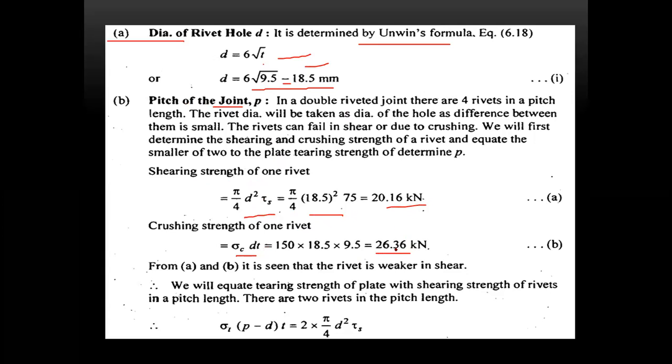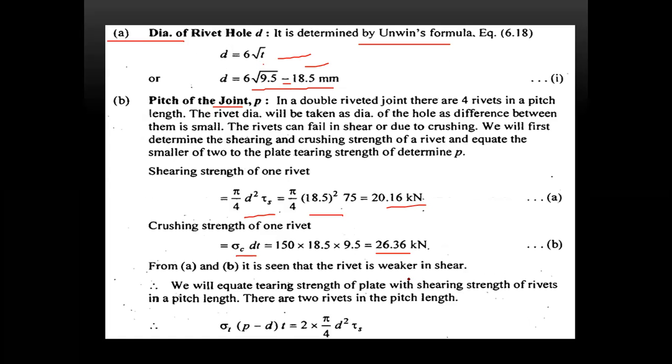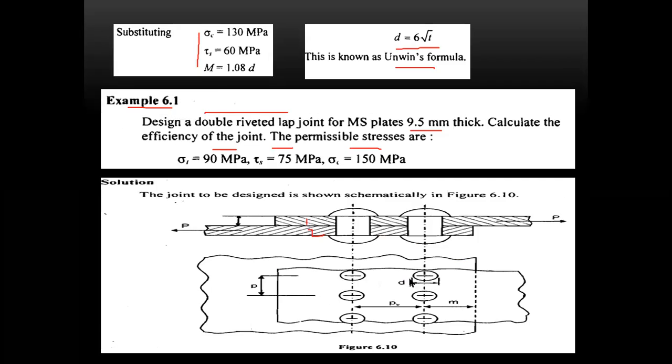So from this A and B, it is seen that the rivet is weaker in shear. The rivet is weaker in shear. Why? Because of the crushing stress 150, the crushing strength here is only 26, very few, right?